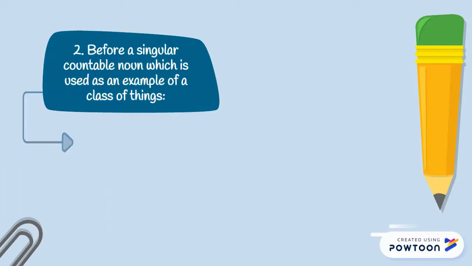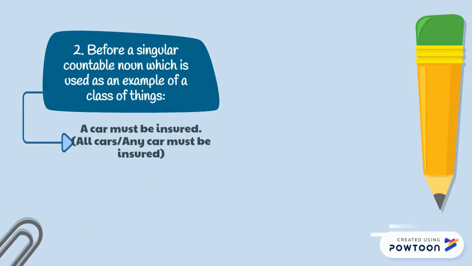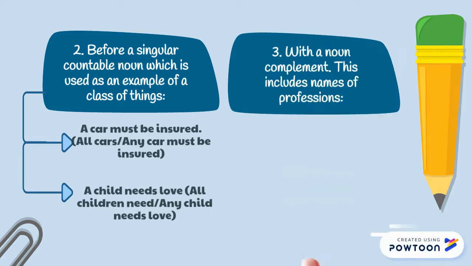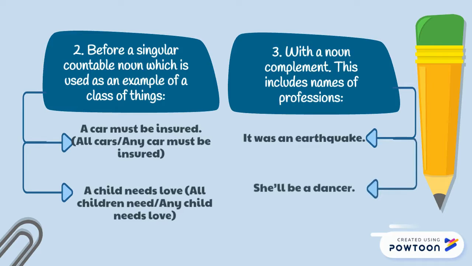Then we have before a singular countable noun which is used as an example of a class of things. A car must be insured, a child needs stuff. Also, we have with a noun complement, this includes names of professions. For example, it was an earthquake, she'll be a dancer.